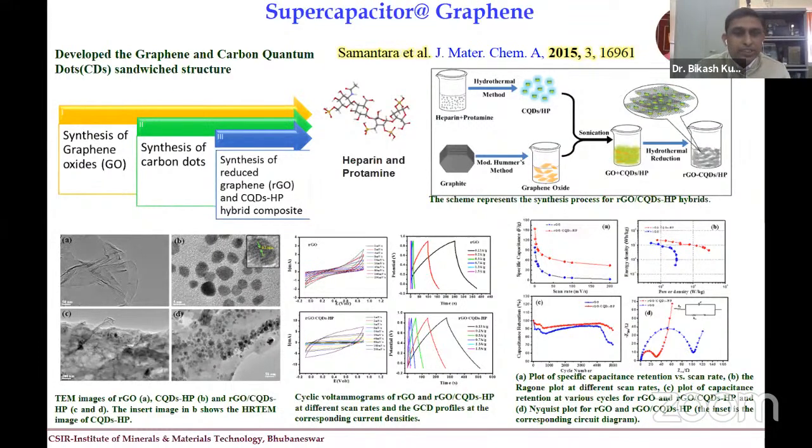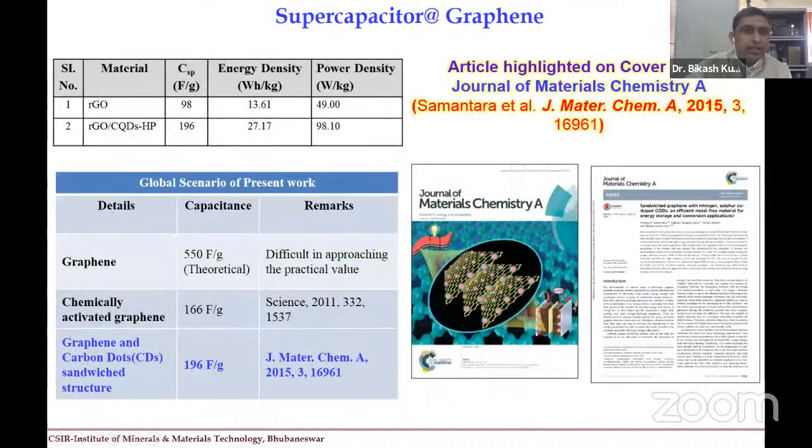After successful synthesis, we did a lot of characterization. These are the cyclic voltammetry and charge-discharge curves, from which we can calculate the capacitance property of this material. We also did the Ragone plot, the energy density, power density, and capacitance properties at different cycles. Then we summarized how much value we got from this material.